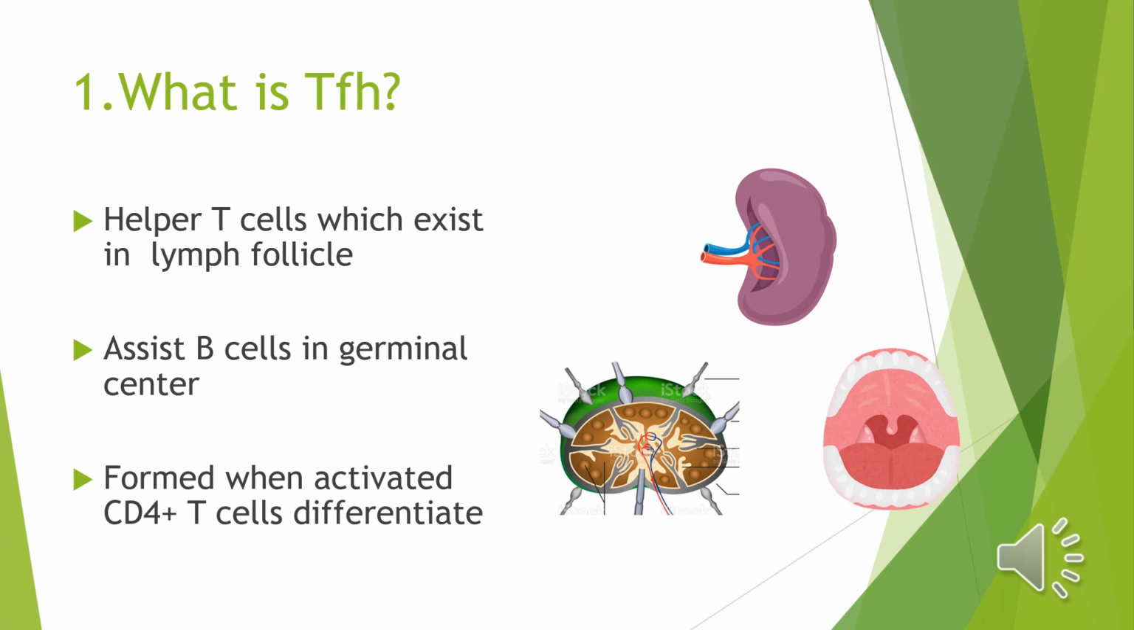TFH cells are formed when activated CD4 plus T cells differentiate in the presence of ligands such as IL-6 and IL-21. They move to the lymph follicle and are transformed to help B cells. Lymph follicle is a B cell region which is in secondary lymphoid tissue such as tonsils, lymph nodes, spleen. This region is where the germinal center is formed.